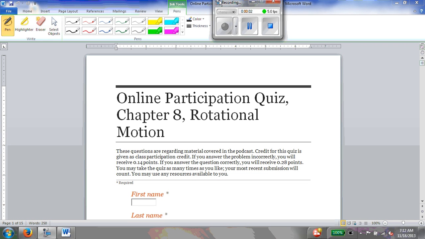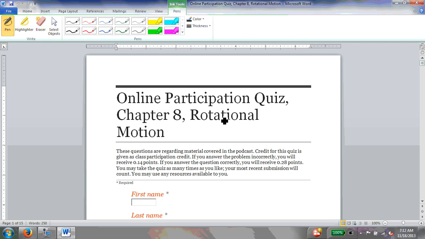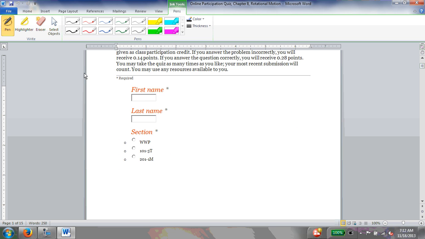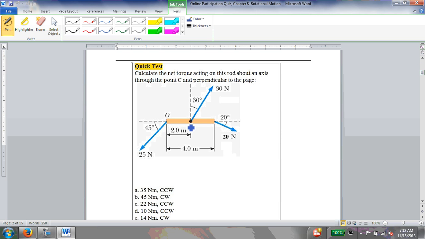Okay, this is the solution for quiz 8, chapter 8 on rotational motion. First, calculate the net torque acting about the point C, perpendicular to the page. So through that point, I'm going to look at two different torques. This force provides no torque because the moment arm equals 0.